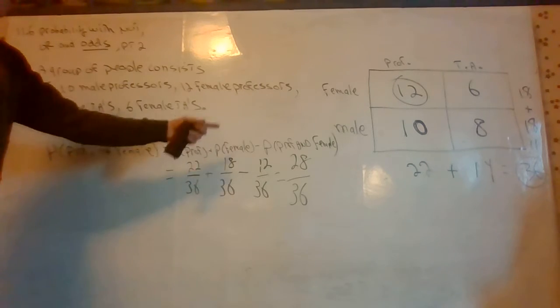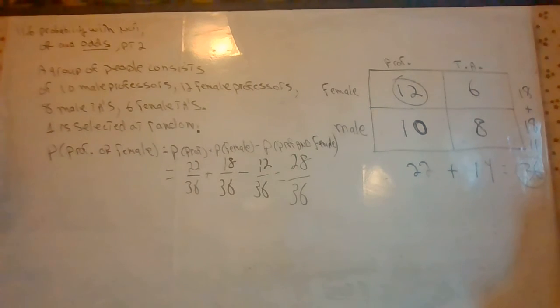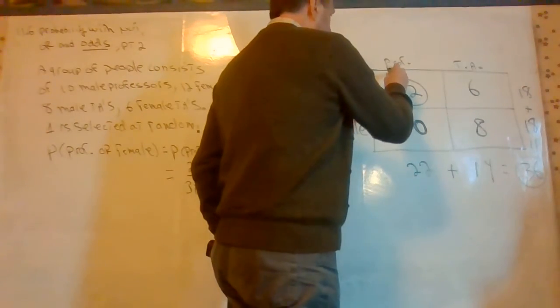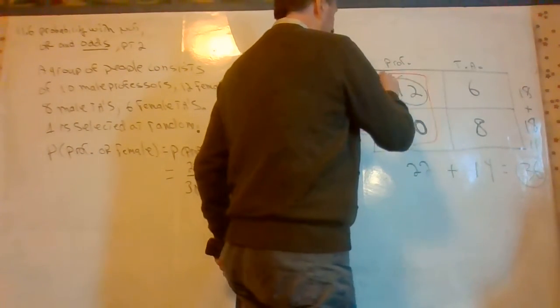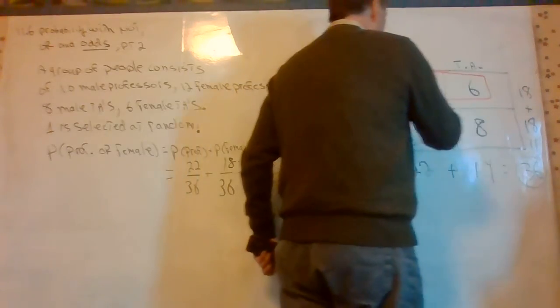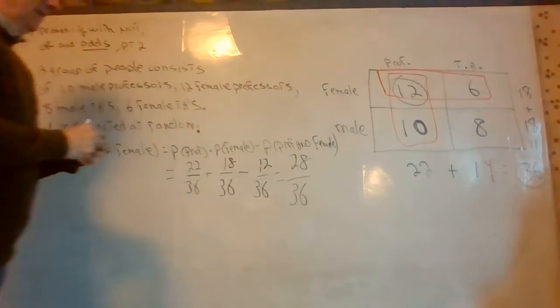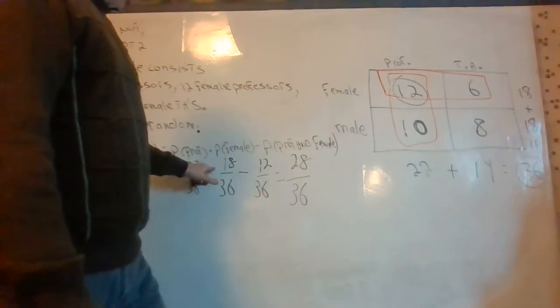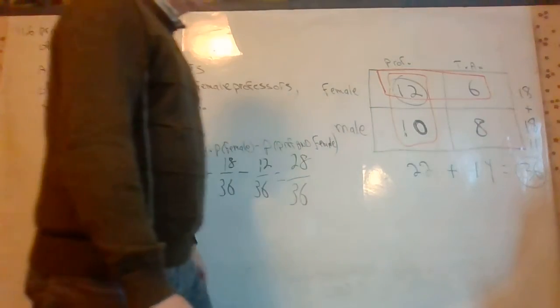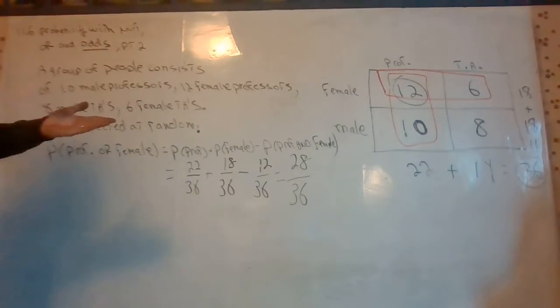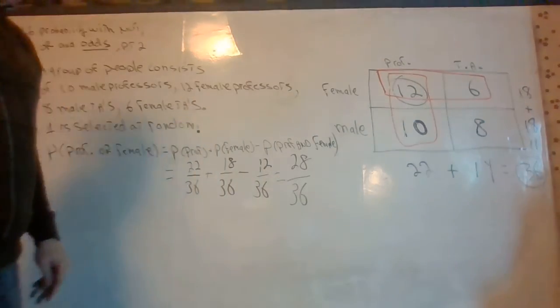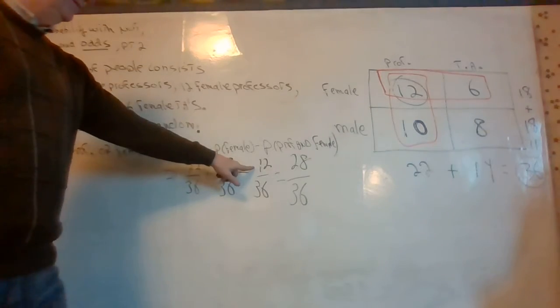You could actually calculate this directly. This is a good problem to illustrate this formula. Professor or female. Here's the professors. Here's the females. You notice what happened when we added them up. The 22 was 12 and 10. The 18 was 12 and 6. How many times did I say the word 12? I said the word 12 twice. These people got added in twice because the sets overlap. This way we have to subtract it out.